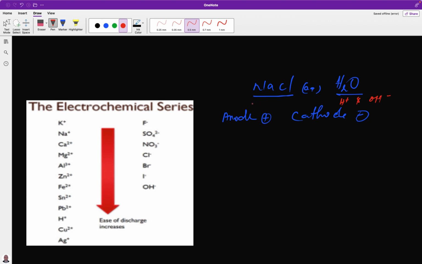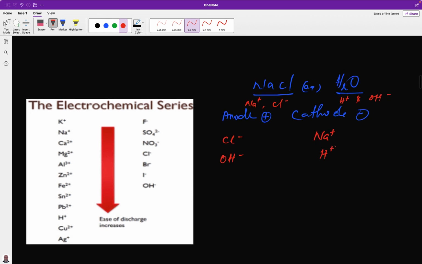Sodium chloride will produce sodium ion and the chloride ion. So now, the anode is the positive electrode. So the chloride ion will come here, and the OH ion will also come here. Now at the cathode, the sodium ion will come there, and the hydrogen ion will come there.